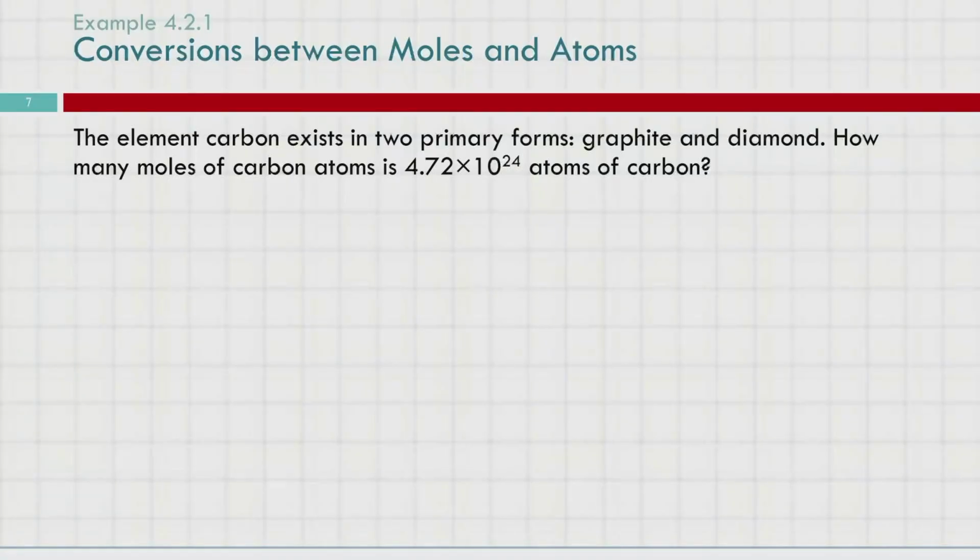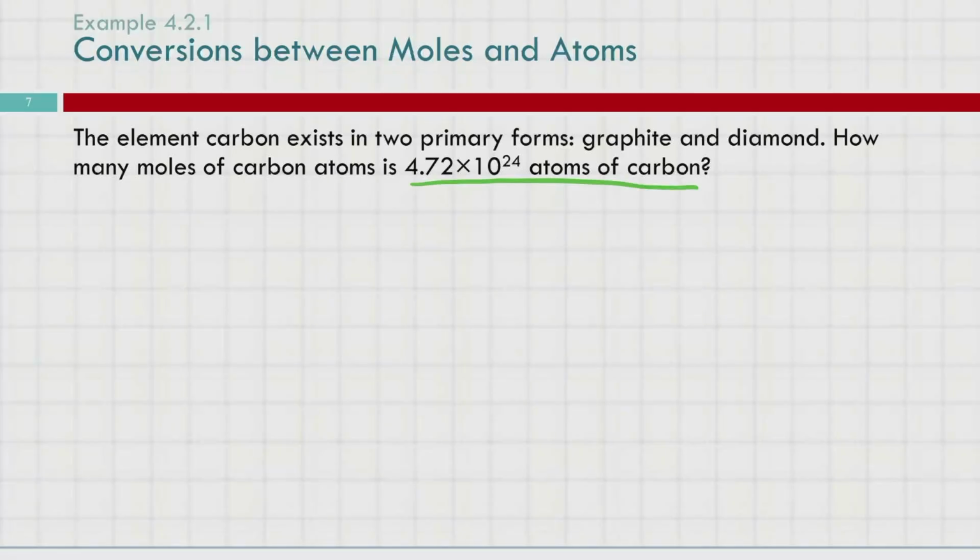All right, the element carbon exists in a couple of forms. It exists as graphite, it exists as diamond. How many moles of carbon atoms is 4.72 times 10 to the 24 atoms of carbon? What is our given information? What's some information that we can use to solve this problem? It's the number that we're given: 4.72 times 10 to the 24 atoms of carbon.